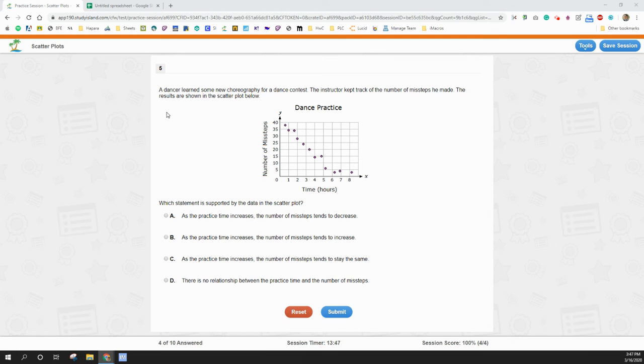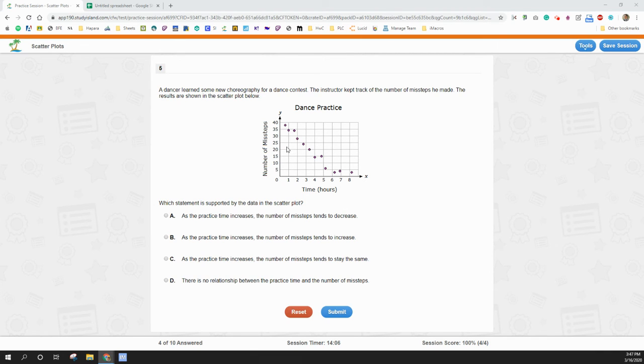A dancer learned some new choreography for a dance contest. The instructor kept track of the number of missteps he made. The results are shown in the scatter plot below. So take a look at this scatter plot. It appears as time gets greater, the number of hours increases, the number of missteps is going downwards.